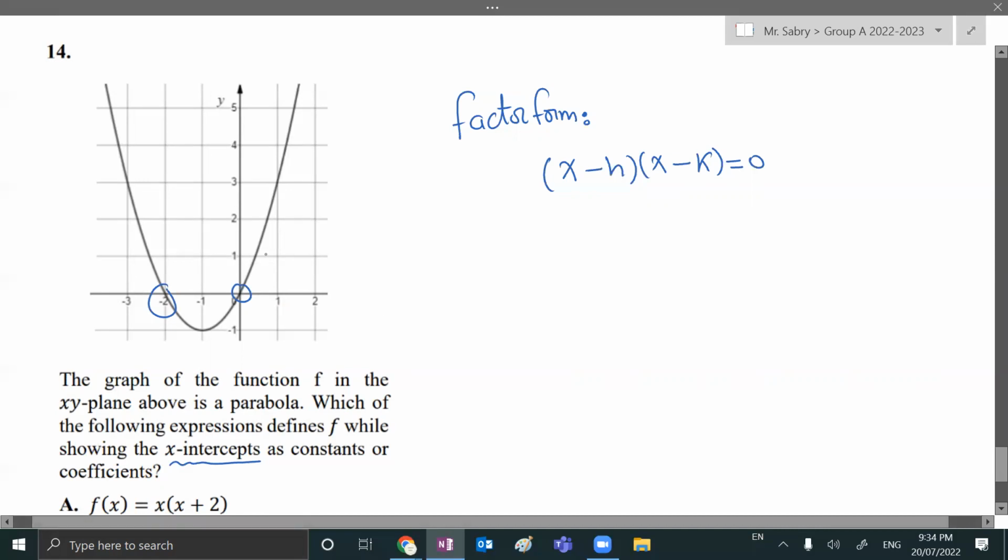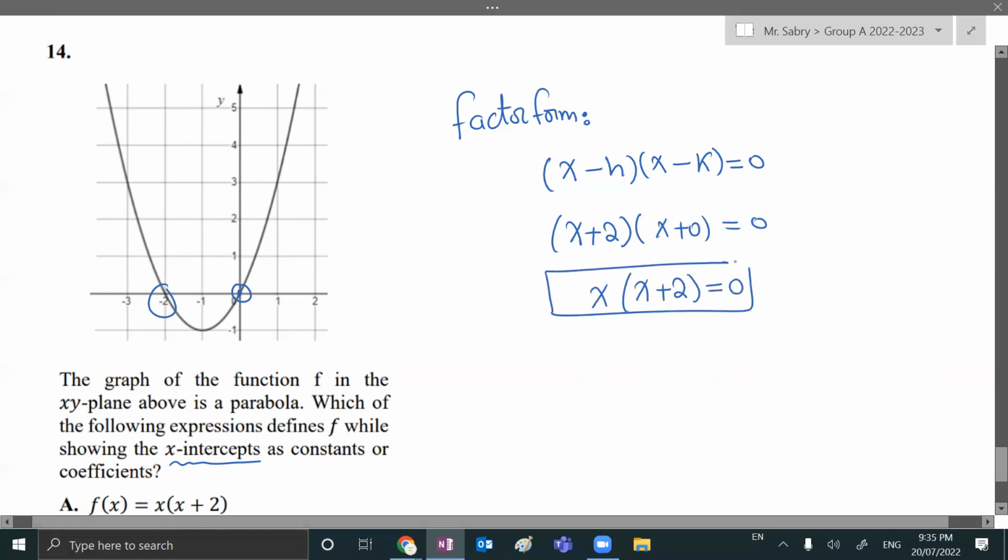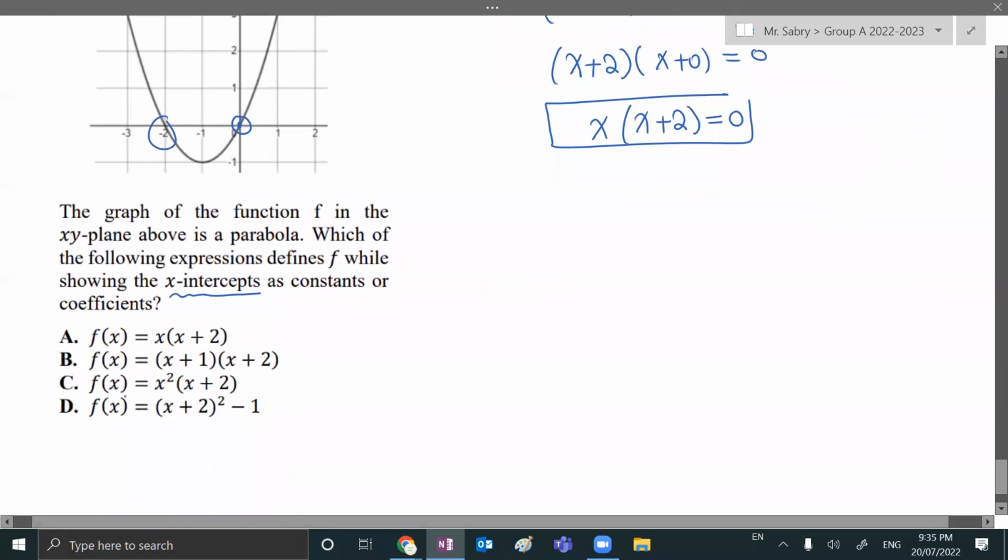signs. So here I should put x plus 2, and I should put this one, which is 0, x plus 0 equals 0. Now x plus 0 is just x multiplied by x plus 2. This is what the function should look like. When you look at the choices, apparently this is choice number A. So it's an extremely easy one.